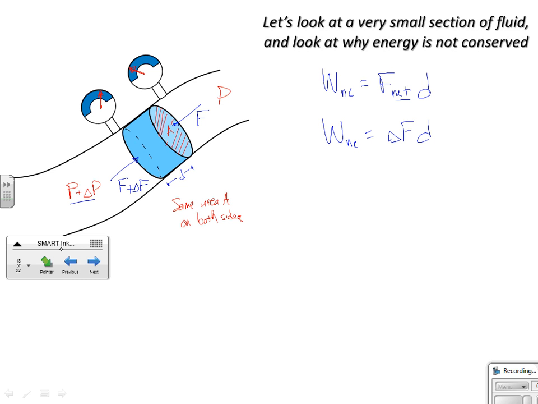Fair enough? Well, this delta F is delta P times A. Pressure is force per unit area. Pressure, force is pressure times area, times this d. What's that? It's that. Delta P times the volume, not velocity. Okay?